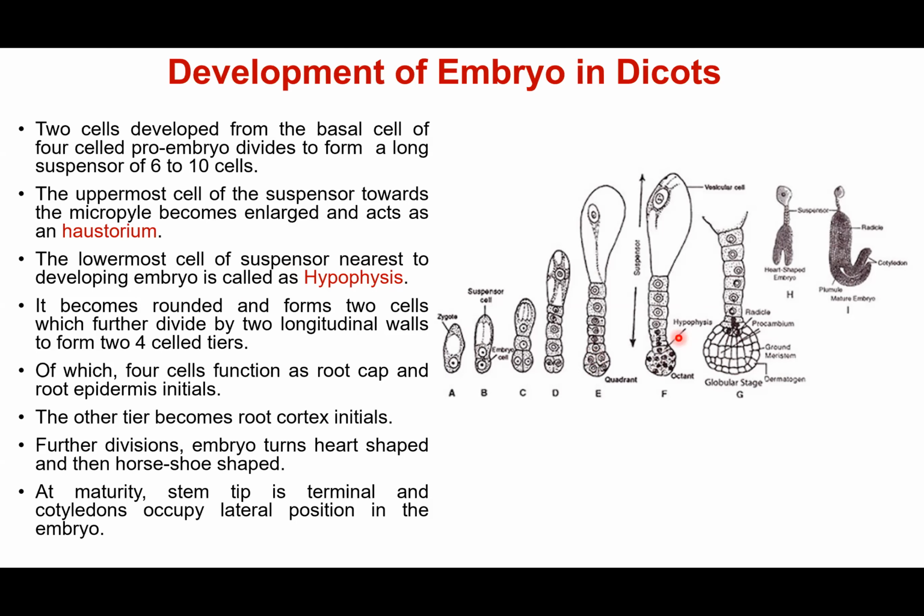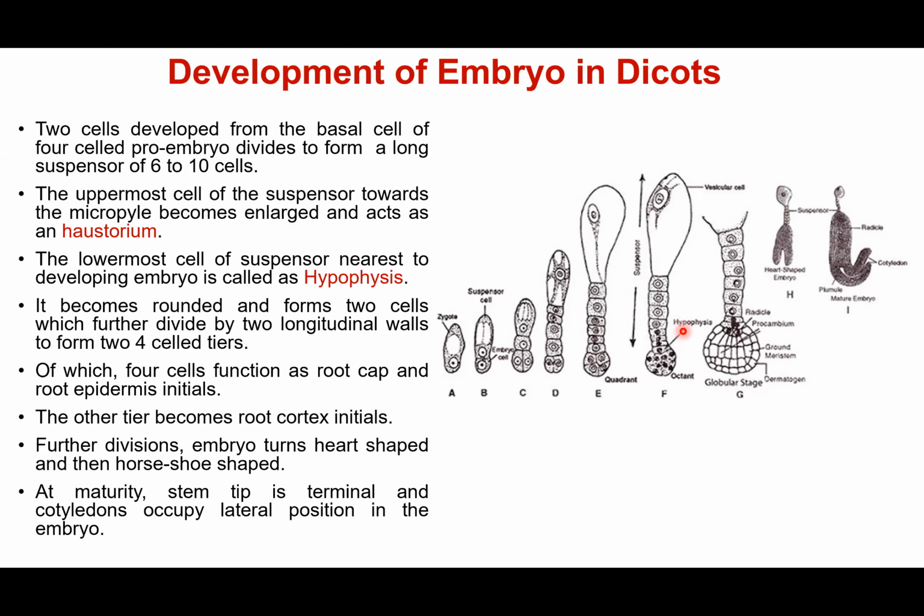So this hypophysis undergoes divisions and forms 4 cells in 2 tiers. Okay, that is 8 cells, but these 8 cells are present in 2 tiers of 4 cells each. So out of these, 4 cells function as root cap and root epidermis.